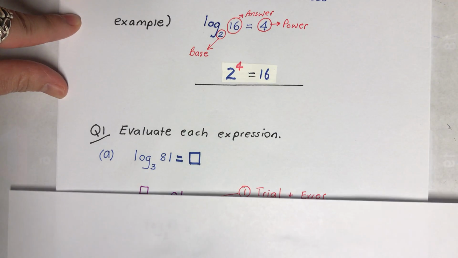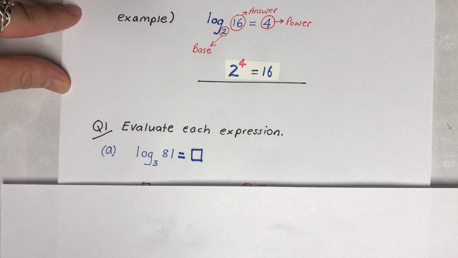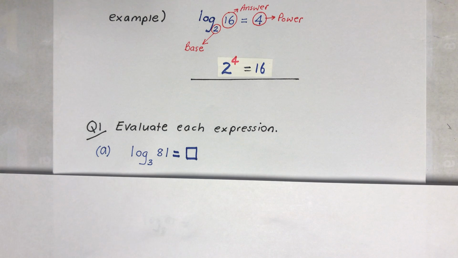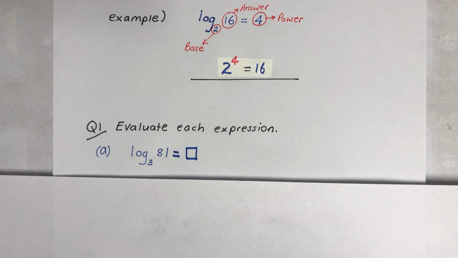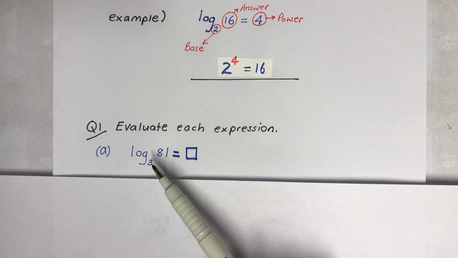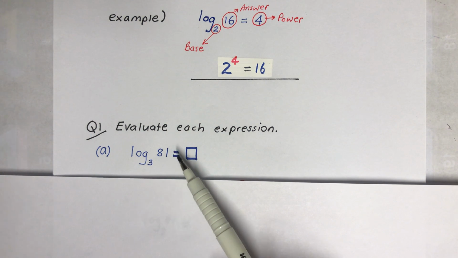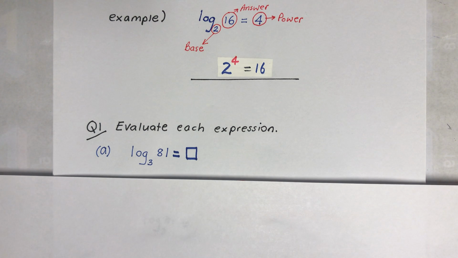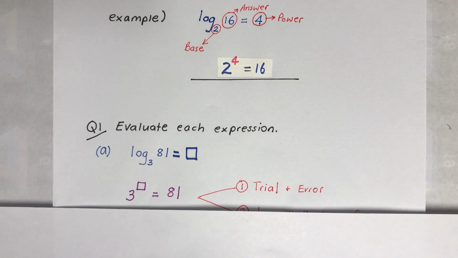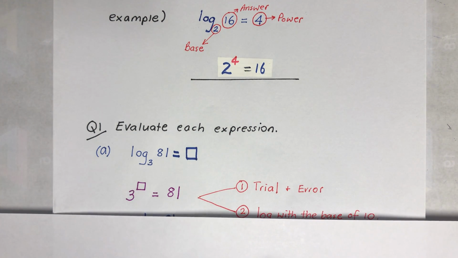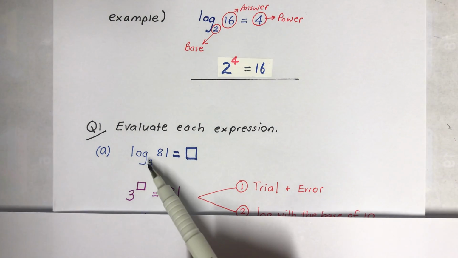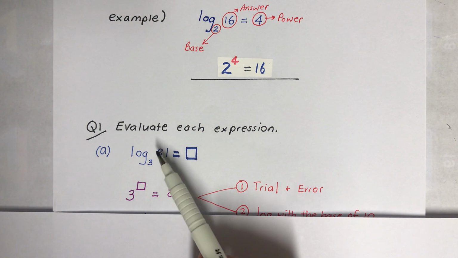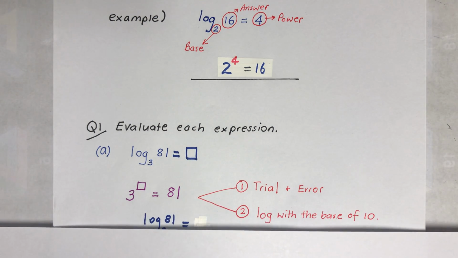Question 1. Evaluate, which means we have to find the answer, each expression. So this one is log of 81 to the base 3 equals the power. We don't know. So I'm going to change that into my index form first. I put 3 as my base to the power, I don't know, equals 81. That's my answer.